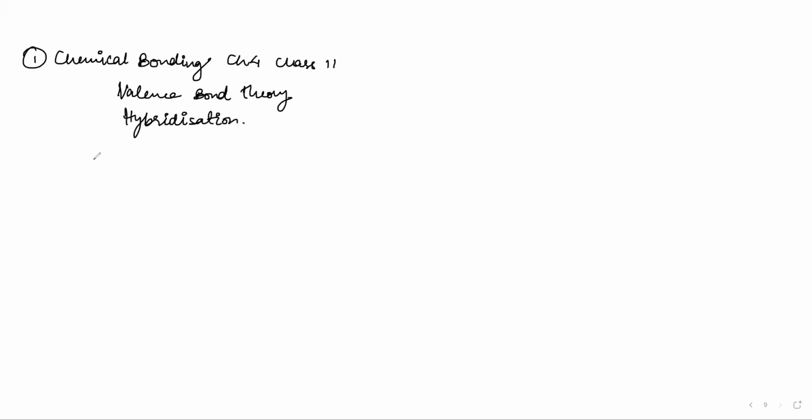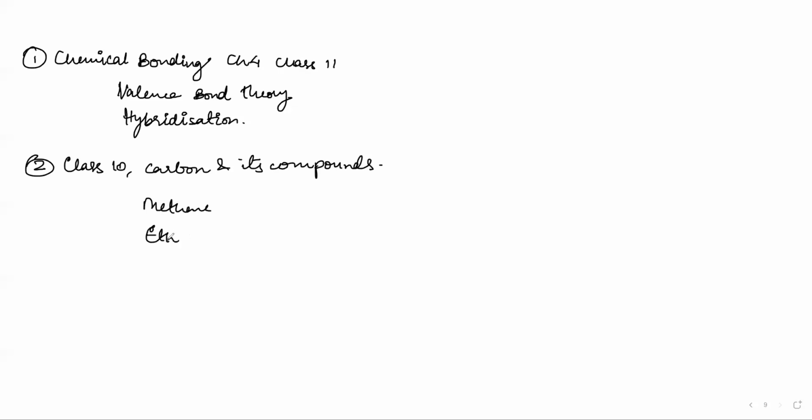And the second thing that you have to revise is from class 10. In class 10 you have carbon and its compounds. You have to revise it because in that you have the homologous series of methane, ethane, then propane.